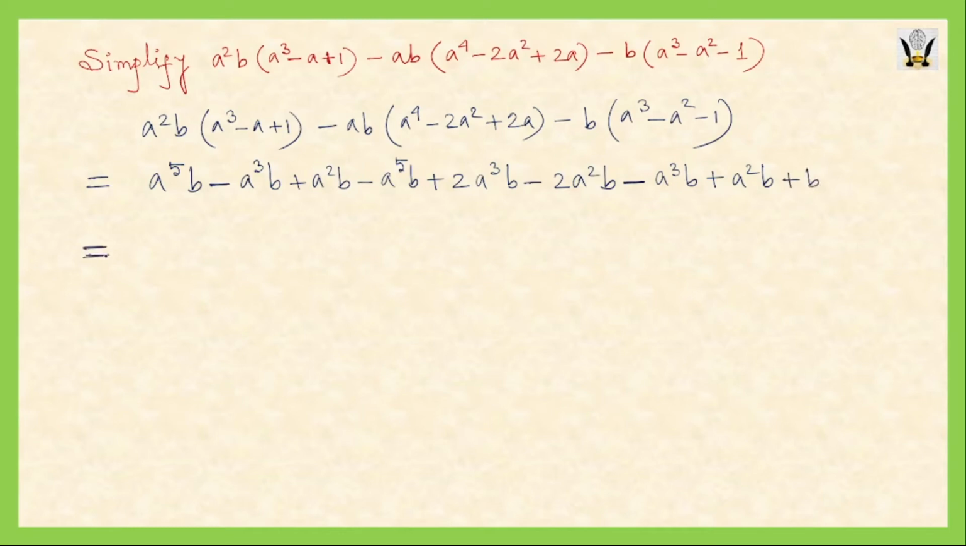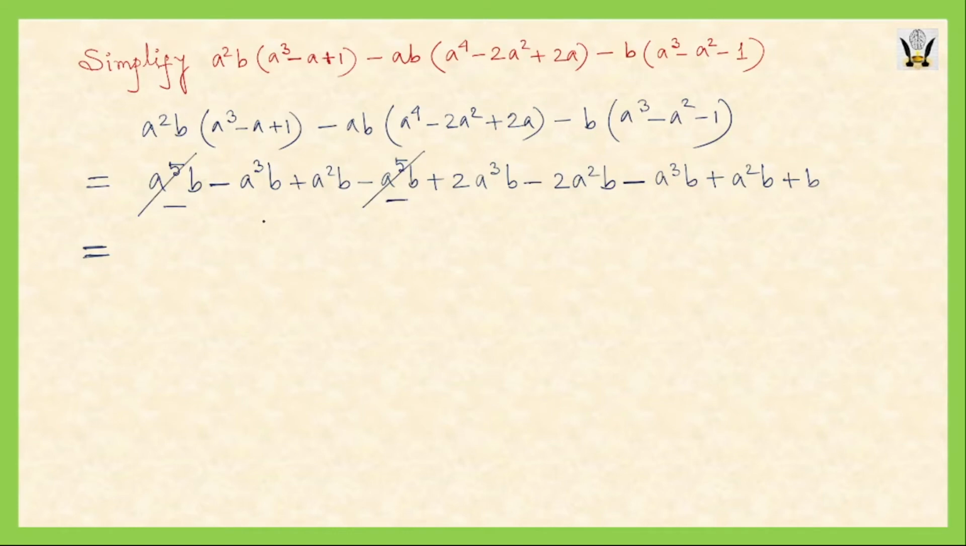Then what we did in the previous problem, likewise we will proceed here also. We will find the like terms. So a to the power 5b, and here we have 1 a to the power 5b, and we don't have any more terms, so a plus a to the power 5b, and here it is minus a to the power 5b, so they will cancel each other.